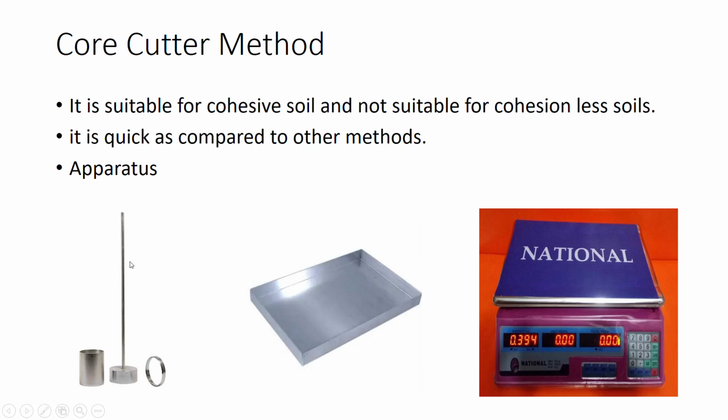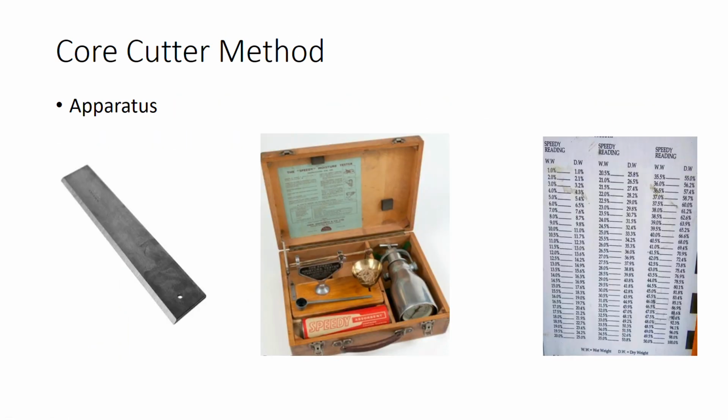This is the apparatus. This is the weight hammer. This is the core cutter apparatus, and this is the collar placed on the top of the core cutter. Tray used for storing the soil. Weight balance for weighing different weights. Straight edge for smoothing, speedy moisture, and the chart required for speedy moisture reading comparison.